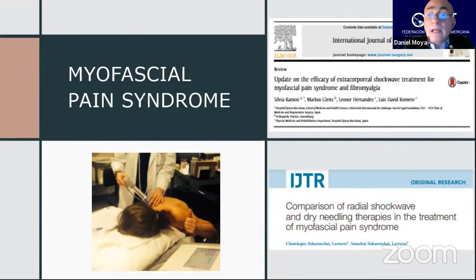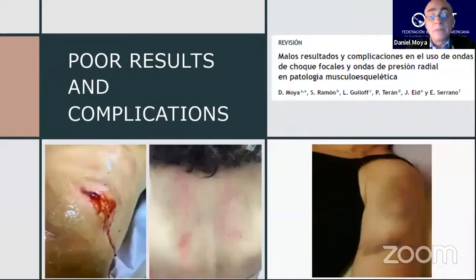Myofascial pain syndrome can also be treated, as we said, according to the area of treatment by radial pressure waves or even the combination with focus waves. Here we see a paper by Silvia Ramon, and Silvia Ramon in the picture treating a patient, and the results are very good. This is a very common, very frequent indication, complaint by the patients, and it is useful in many cases. But not all are roses.